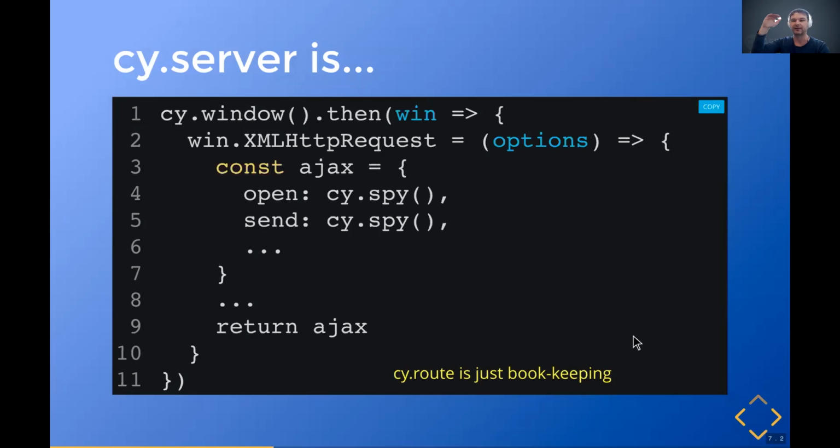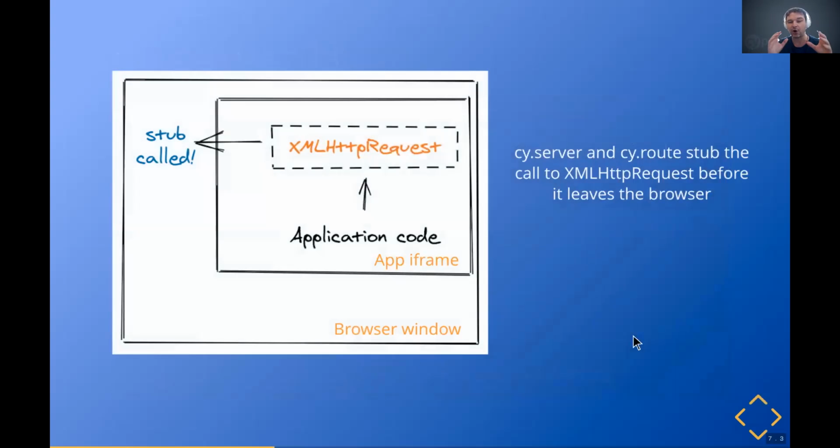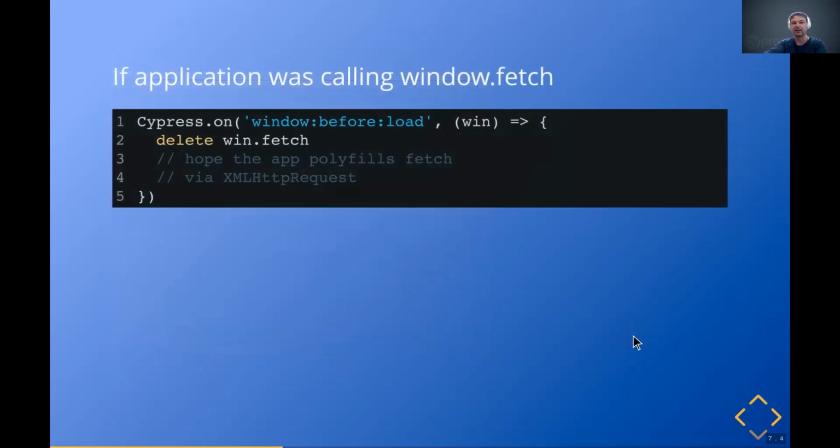It's like creating a table of routes that you want to override or spy on. Okay, so this is all it is really under the hood. It all happens inside the browser window. When the application is using that overwritten XML HTTP request, we get the spy or stub notification. Right? It all happens right there in code, just like window.open happened all in code.